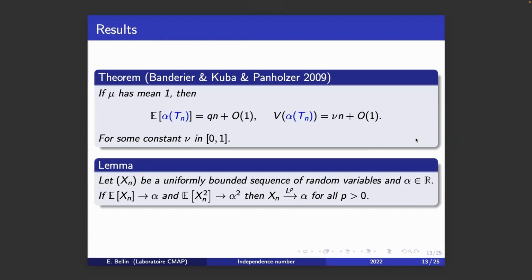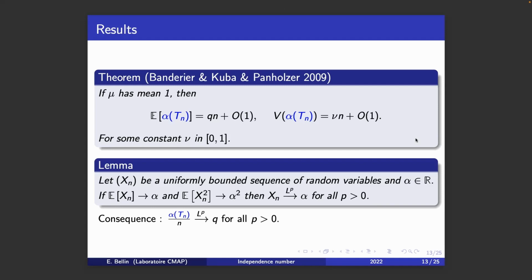So this theorem implies a strong notion of convergence for the independence number, if we use this simple little lemma. Basically this lemma says that if you have a bounded sequence of random variables, and you have the convergence of the first and second moments, you actually have a convergence in L^p spaces. So actually, this theorem gives us a convergence in L^p spaces.